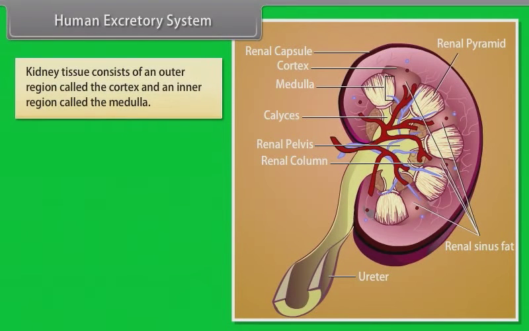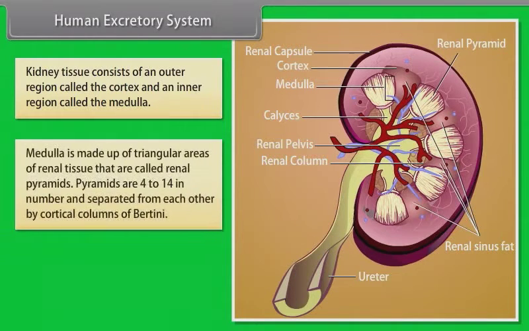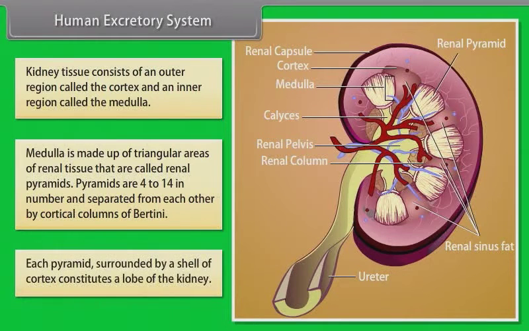Kidney tissue consists of an outer region called the cortex and an inner region called the medulla. Medulla is made up of triangular areas of renal tissue that are called renal pyramids. Pyramids are 4 to 14 in number and separated from each other by cortical columns of Bertin. Each pyramid, surrounded by a shell of cortex, constitutes a lobe of the kidney.